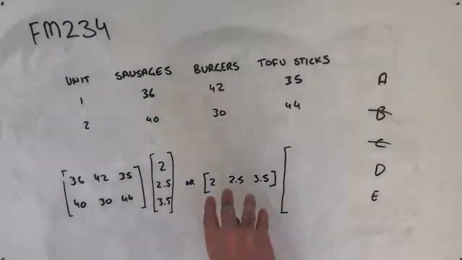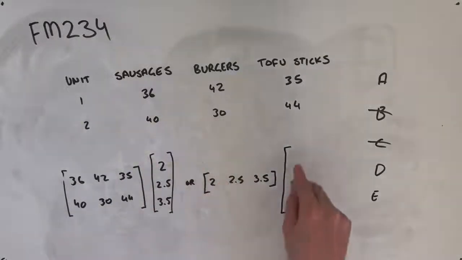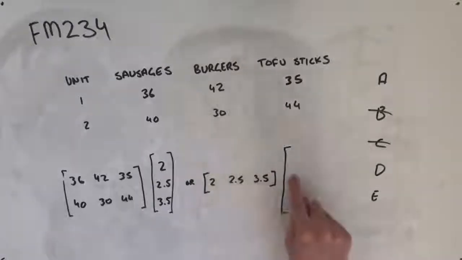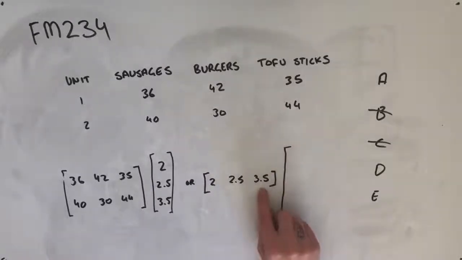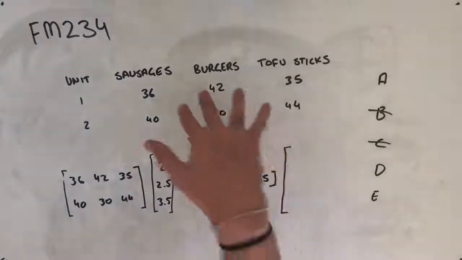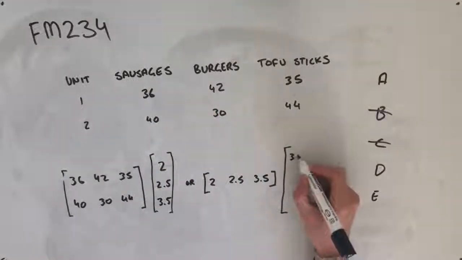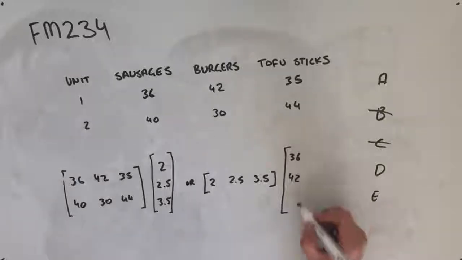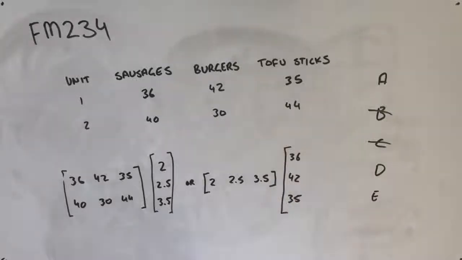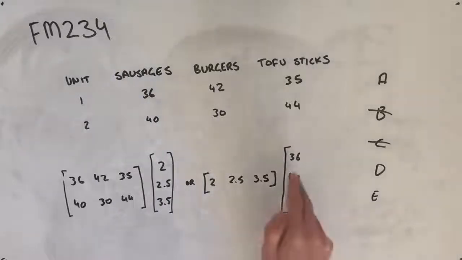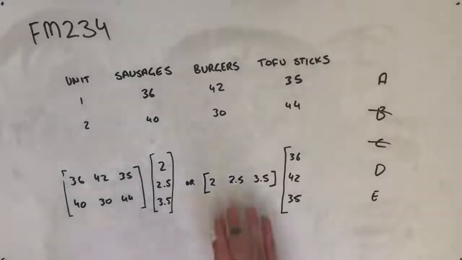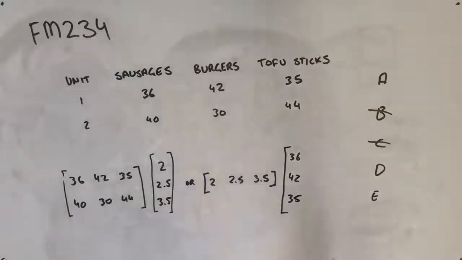So now we want the sausages lining up with the top, burgers lining up with the middle, and our tofu sticks lining up with the bottom. So we'd take our first row from that table and make that our first column: 36, 42, and 35. Because of course when our row is multiplied and then summed with our first column, that will give us the total amount of money made by unit 1.